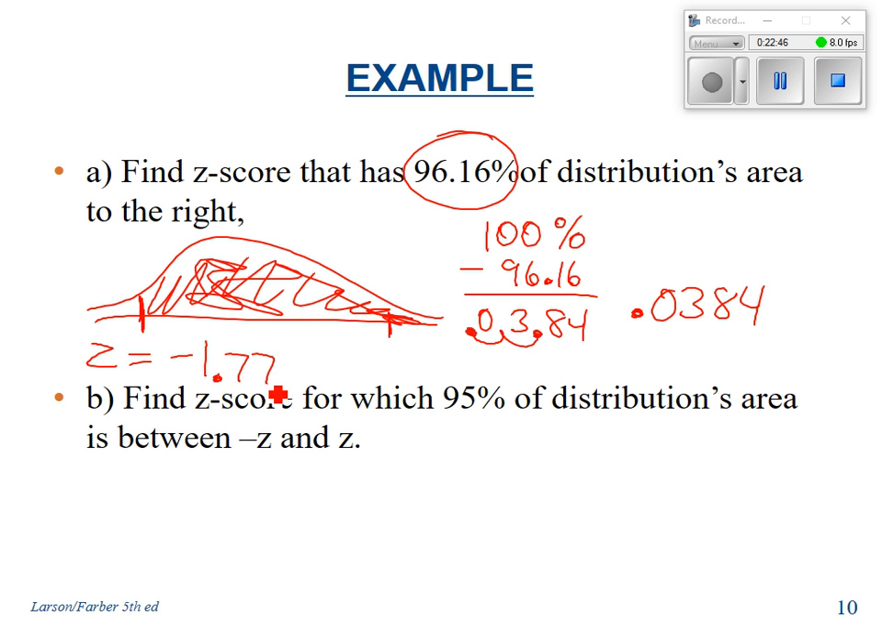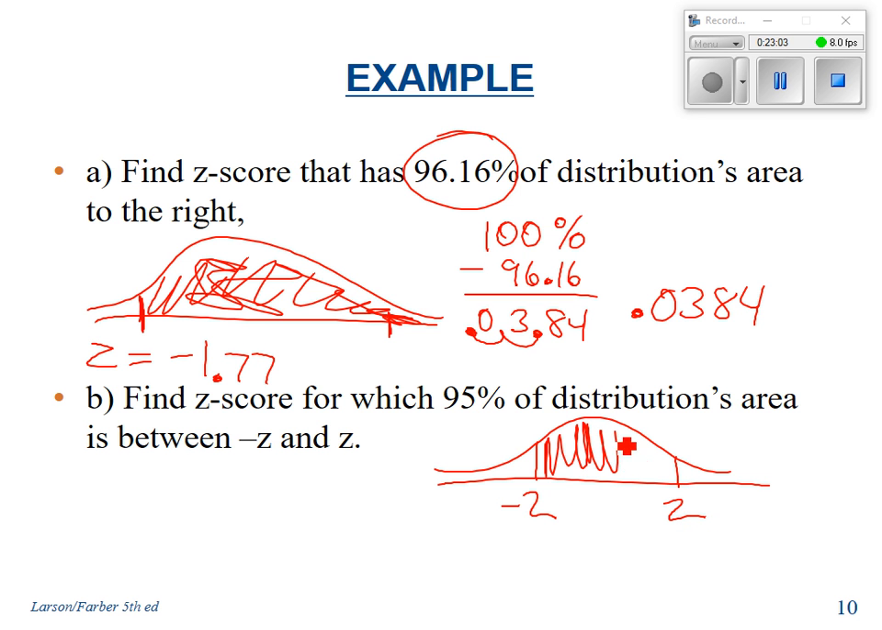All right, this next one's a little tougher. So we got our normal curve. Watch on this one. We got negative Z here. We got positive Z out here somewhere. We want to find those 2 Z-scores that have an area of 95% in the middle there.